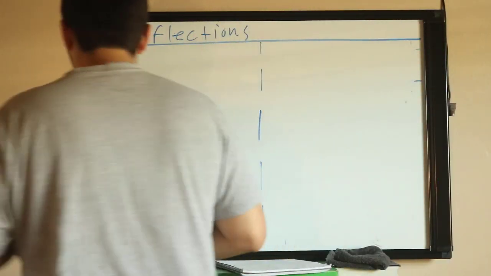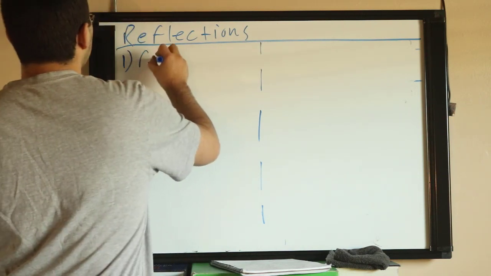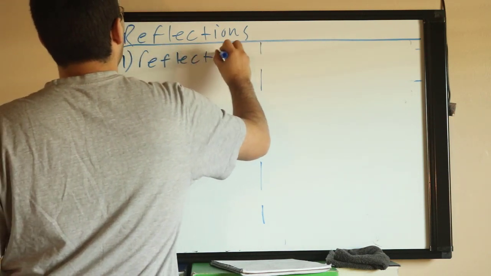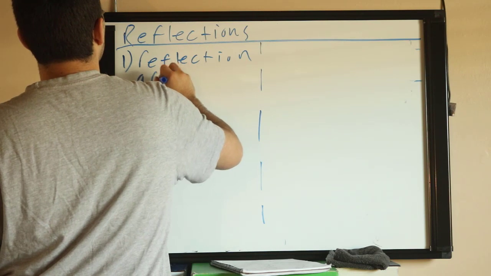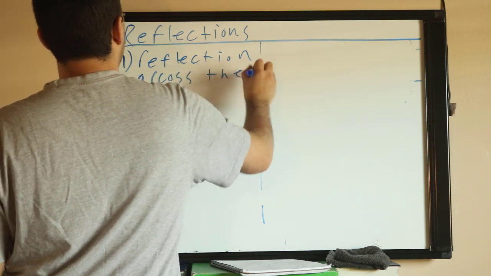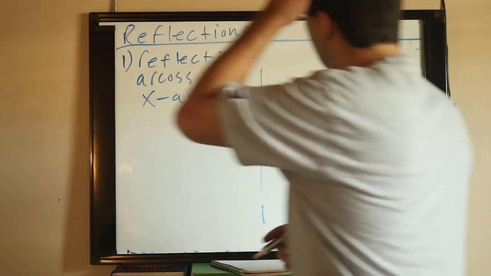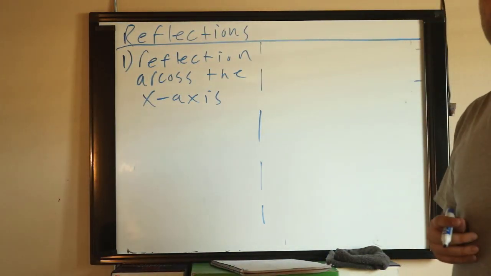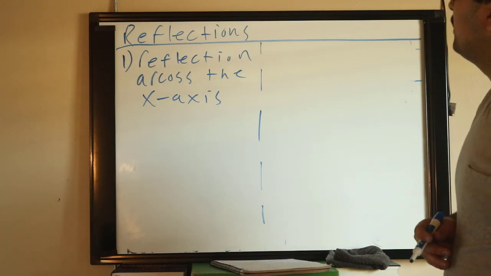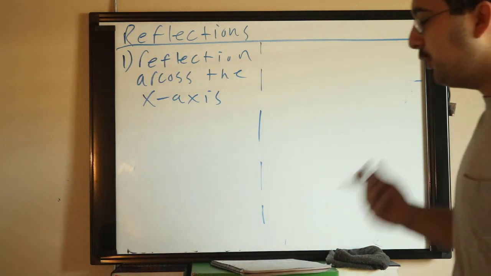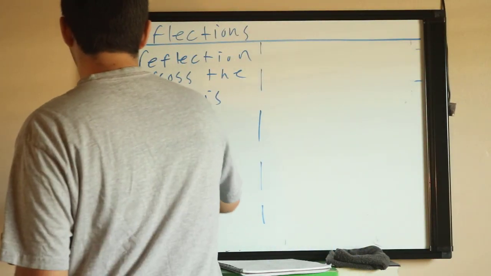So, our first type, we'll say, is reflection across the x-axis. Alright, we're going to do reflection across the x-axis. Alright? So, what is that? How do you successfully reflect across the x-axis?